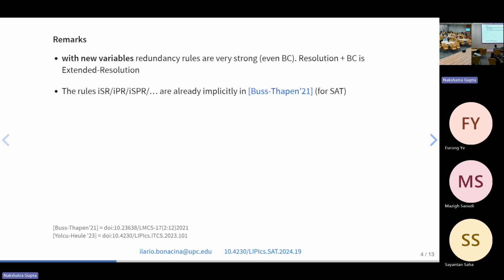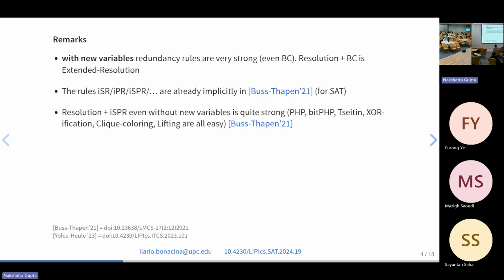Now, these rules that I defined, ISR, IPR, and so on, are already implicit in this paper by Sam and Neil, especially ISPR. It's a fragment of SPR that is already enough to do some quite strong reasoning. In particular, resolution, when you add this redundancy reasoning without new variables, is quite strong. You can efficiently refute the pigeonhole principle, bit pigeonhole principle, Citing, you can undo XORifications, you can efficiently prove k-coloring formulas, and lifting are all easy. In this paper it's not stated for ISPR, but you only use inclusion, so it's in this system.